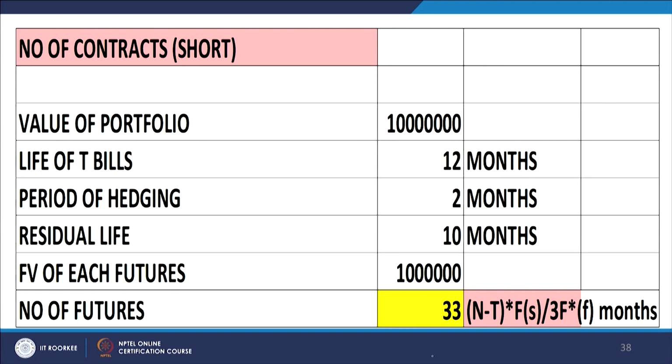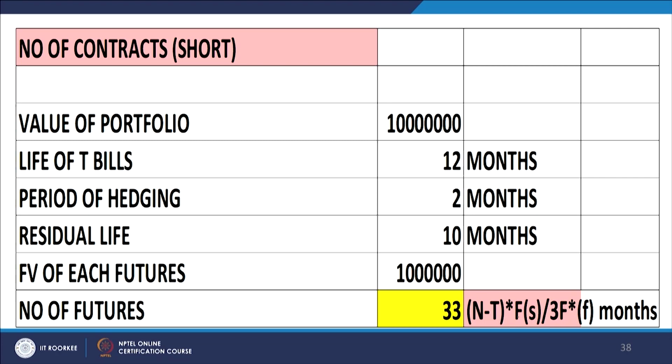The value of the portfolio is given as 10 million. The life of the T-bills is 12 months. Our holding period is 2 months. The remaining life is 10 months. The value of each futures contract is 1 million. So, how many contracts are there? Well, beta is 1, please note this. So, (n minus t) into the value of the spot position, divided by 3, that is 3 months, because we are taking everything in terms of months. So, the futures have a maturity of 3 months.